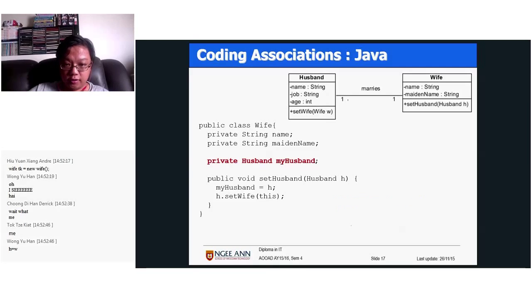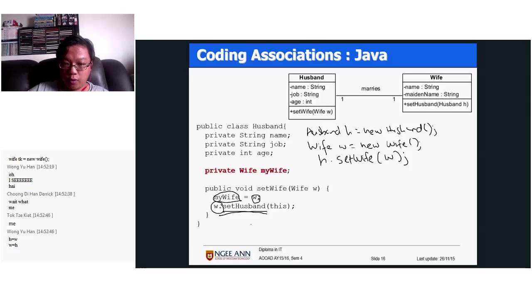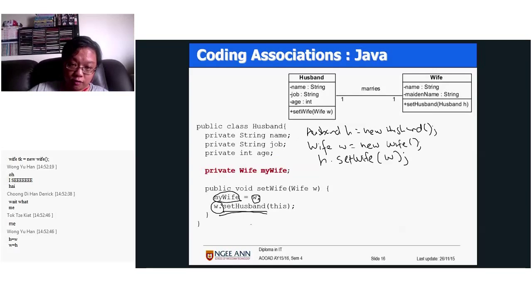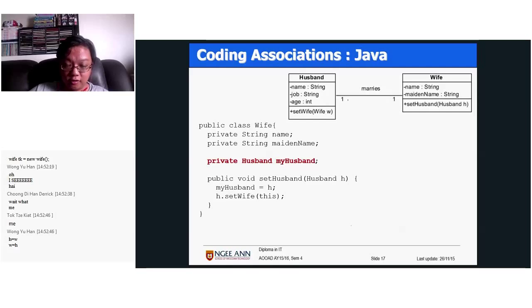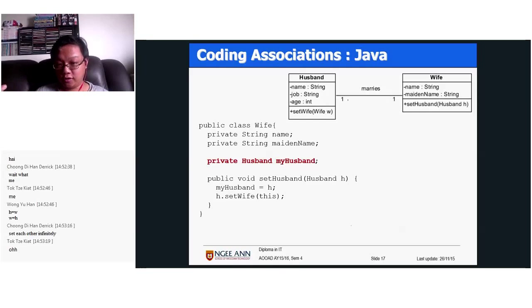Okay, I repeat. When I first call setWife, I will set the myWife attribute to be W, then I call setHusband. Then when I call setHusband, I will set the husband attribute to H, and then I'll call setWife, which will call setHusband, which will call setWife, and so on. This is going to be an infinite loop. Yes, it will set each other infinitely.